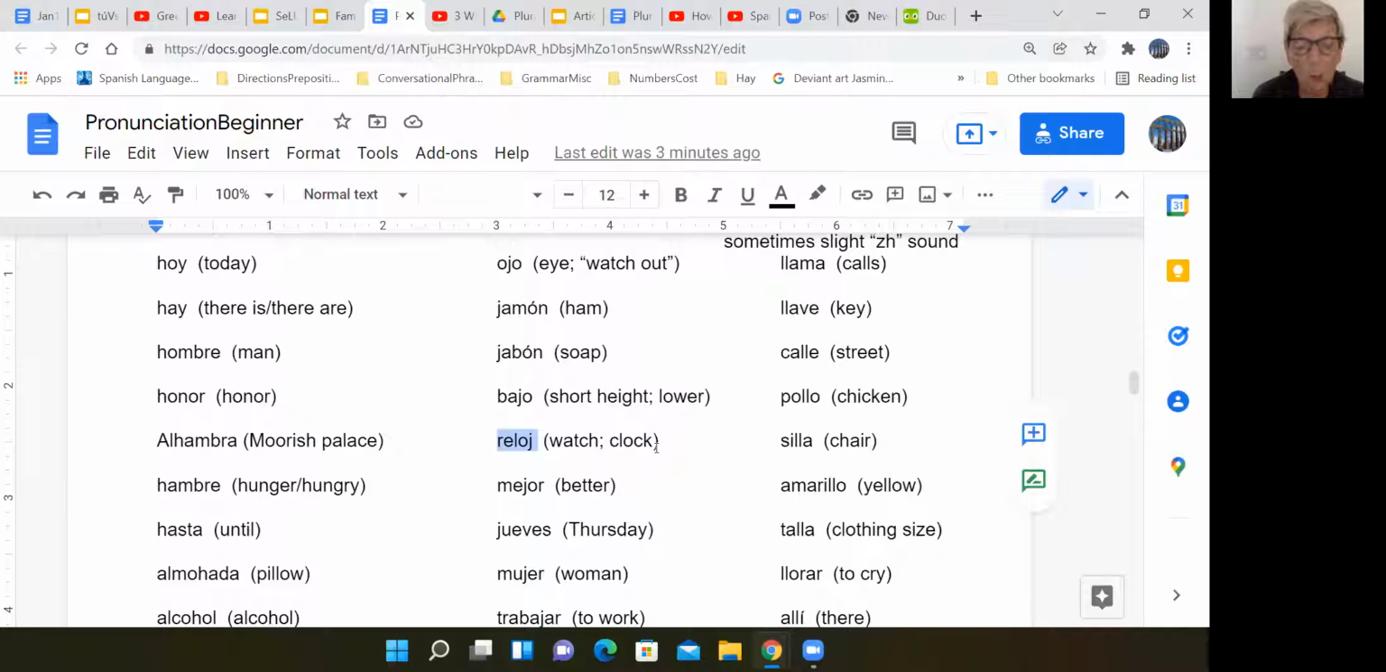It sounds a lot like the Scottish pronunciation of Loch, like Loch Ness. Yeah. Reloj.